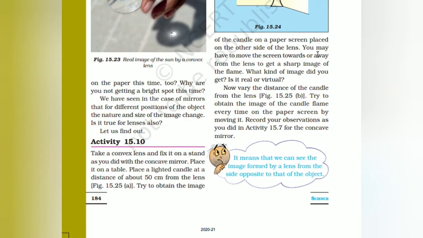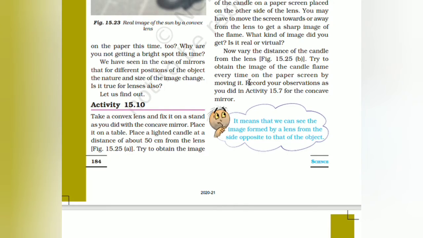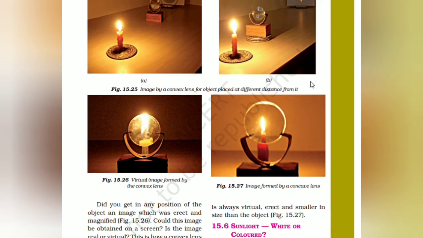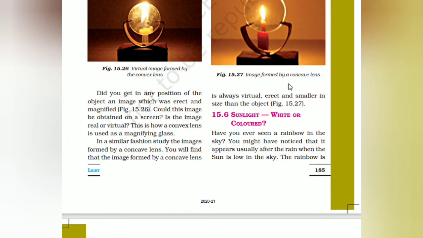Place the screen on the other side of the lens. You might have to move the screen towards or away from the lens to get a sharp image of the flame. Obtain the image of the candle flame every time on the paper screen by moving it. This is what is shown in that picture. That is the image formed by a convex lens for an object placed at different distances from it. First it is placed nearer to the lens, then it is focused at a little distance.